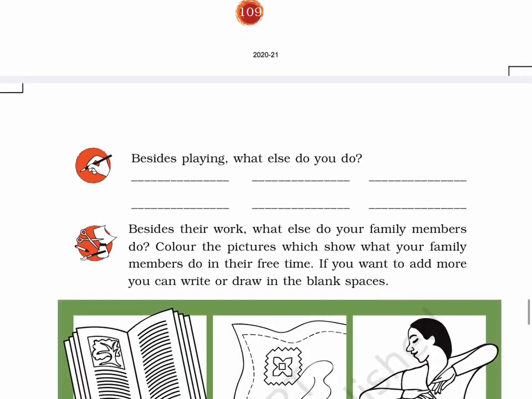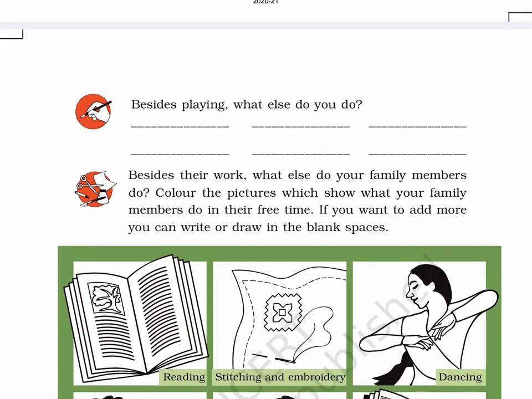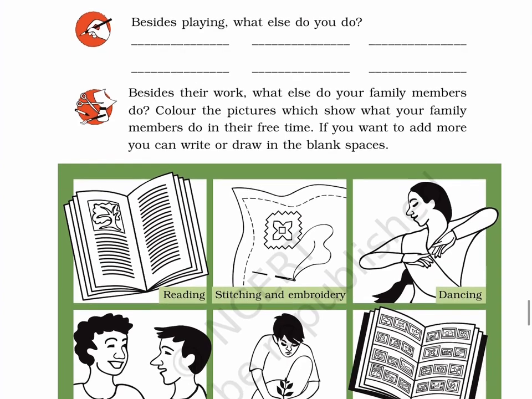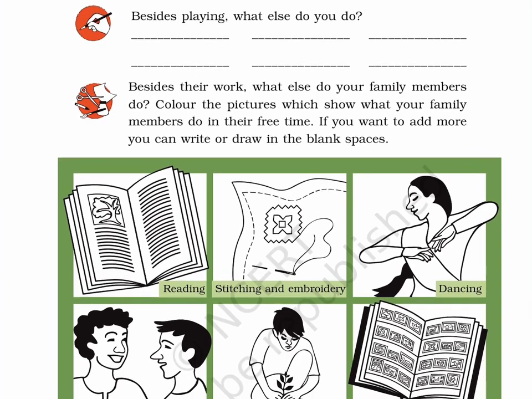Page number 110. Besides playing, what else do you do? There are 6 blank spaces given here. Write what else do you do besides playing in these 6 blank spaces. Besides their work, what else do your family members do? Color the pictures which show what your family members do in their free time. If you want to add more, you can write or draw in the blank spaces.